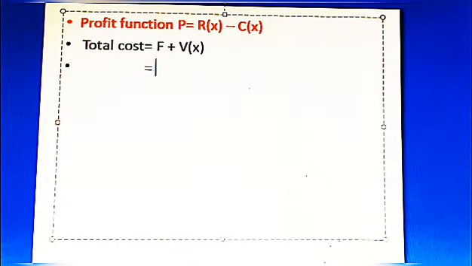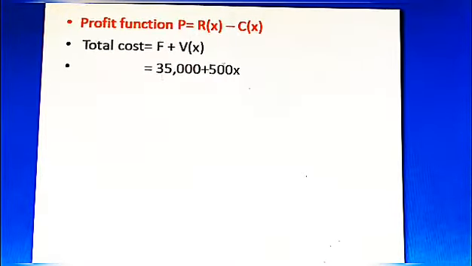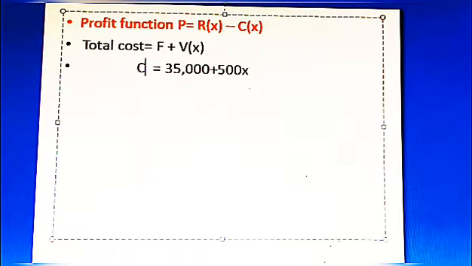So I'll just substitute. So 35,000 plus your variable cost. Your variable cost is 500x. Okay, variable cost is 500x. I have substituted. So this will be your total cost C. Am I right, students? This will be your C of X, C of X, the total cost function.